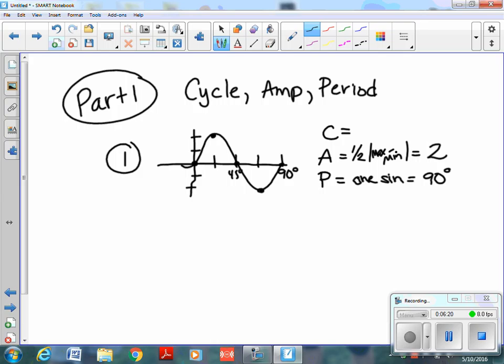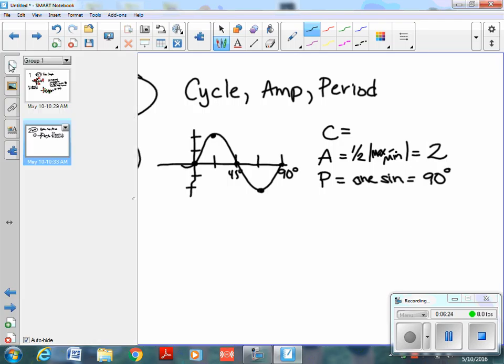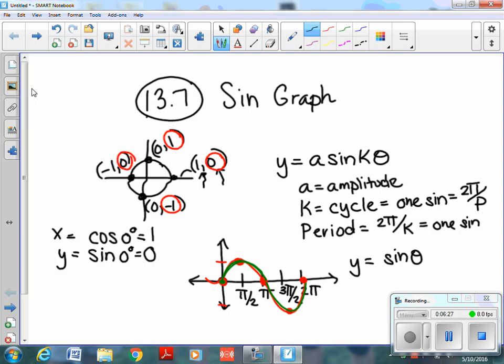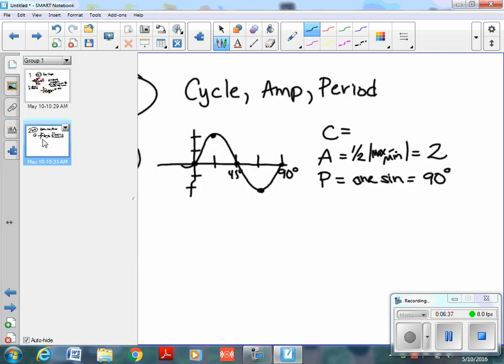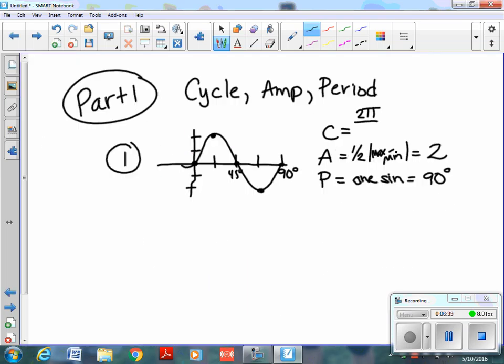Okay, the next thing you have to do is find the cycle. And if you go back, I'm going to use a formula to do it. To find the cycle, it's 2 pi divided by p. Everybody see that right there? Right here is where I'm looking. 2 pi divided by p, and I already know what my p is.